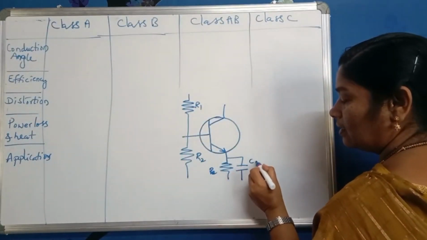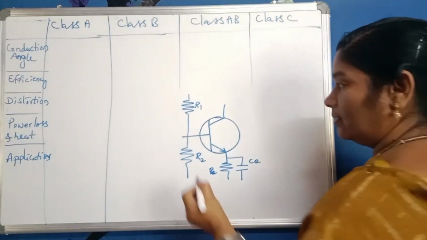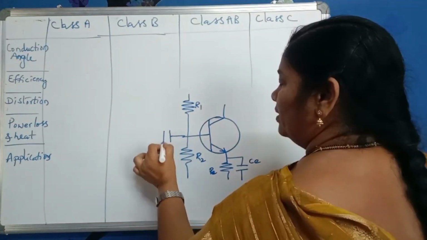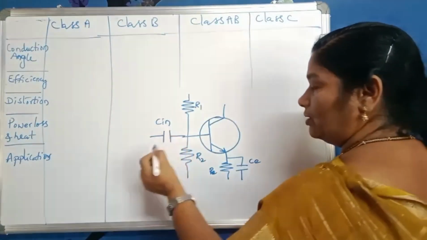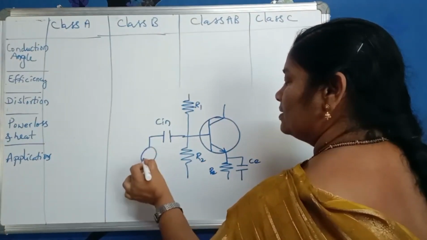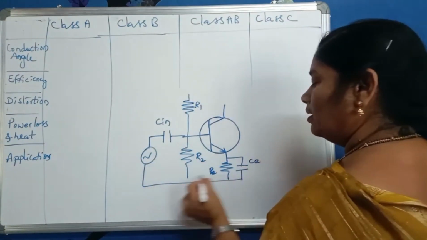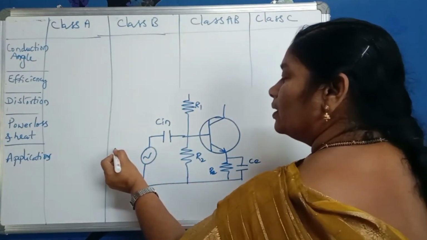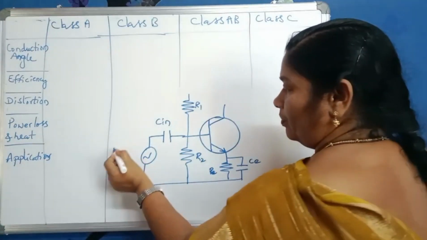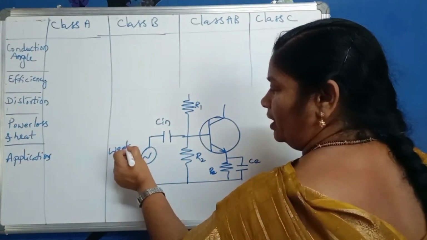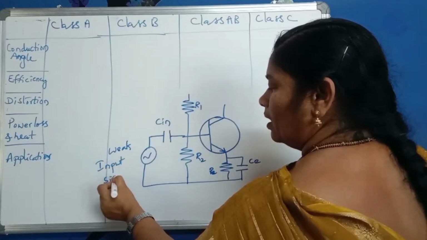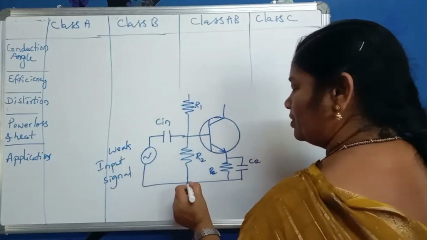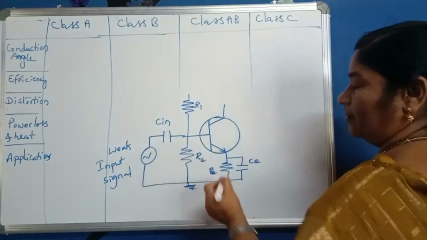And this is CE, the bypass capacitor, and here you have C in, the input capacitor which blocks DC. And this is the input signal which you want to amplify. So this is the weak input signal, and this is the earth.